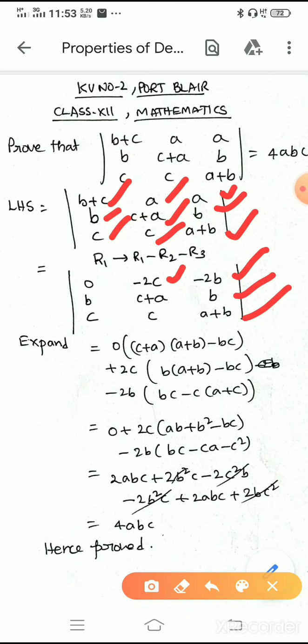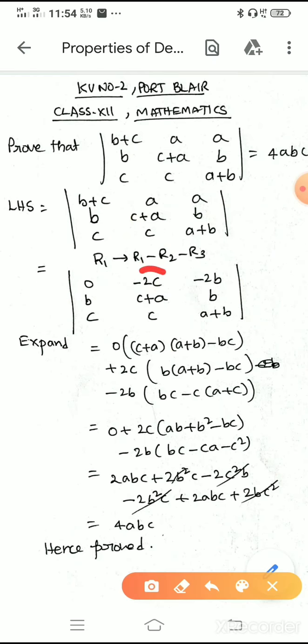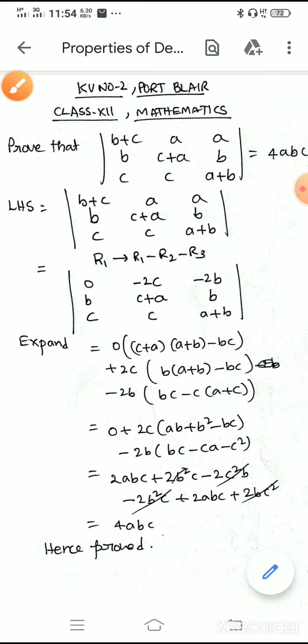Then after that, expand towards the first row. You get 0 into these two, 0 into c plus a into a plus b minus bc. Then the middle one is minus of minus 2c, which is plus 2c into b into a plus b minus c into b, or b into c, whatever it is. Then minus 2b into bc minus c into c plus a. Then after doing the calculations, you will get 4abc, hence proved. Hope you understand this question.